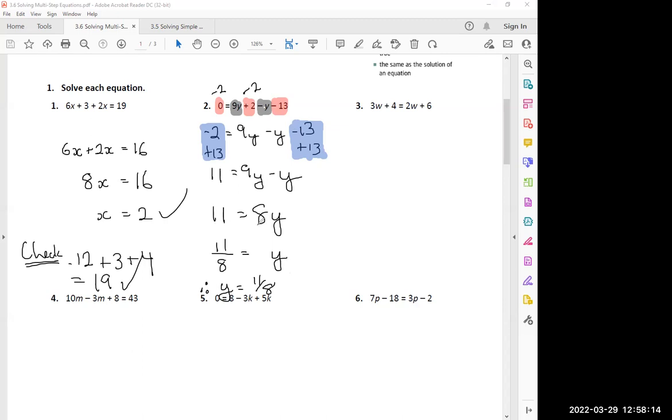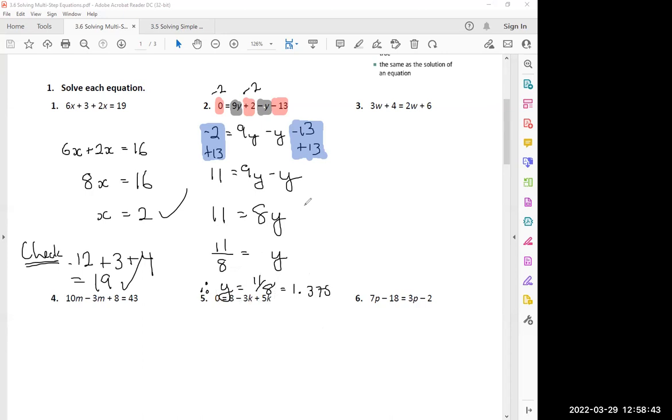I divided both sides by 8. Oh, as a decimal? Yes. Super messy. It will become something like 1.375, I think. But so you just leave it as a fraction? Yes. What if that wasn't a nice fraction? Mathematicians really like fractions instead. It's so much neater than writing decimals.